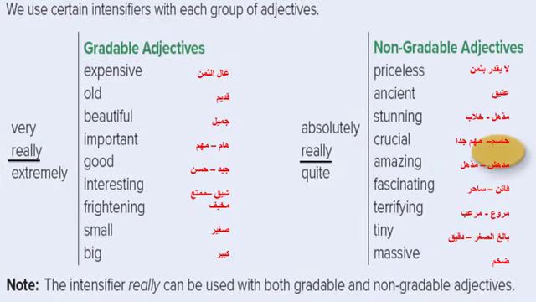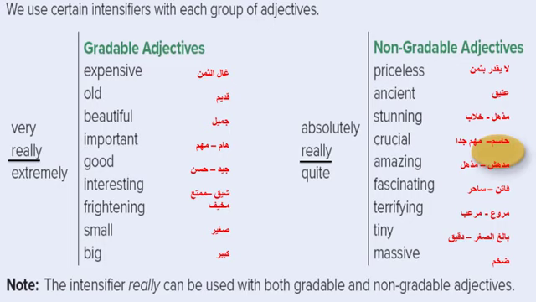In your box, my dear students, we have some gradable adjectives and non-gradable adjectives. For the gradable adjectives, we can use very, extremely. For the non-gradable adjectives, we use absolutely, really, and quite. The non-gradable adjectives are considered to be the top or the absolute of the gradable adjectives.